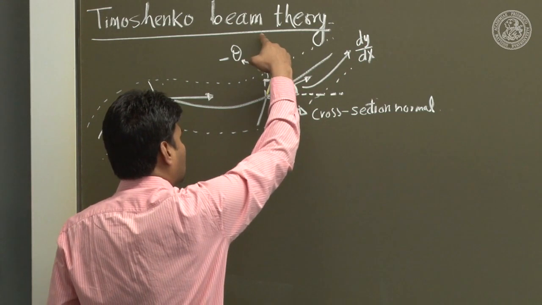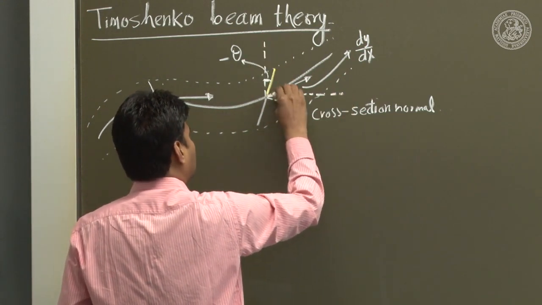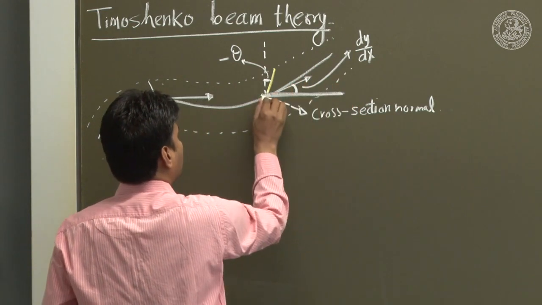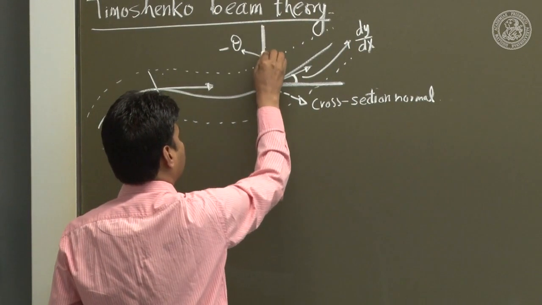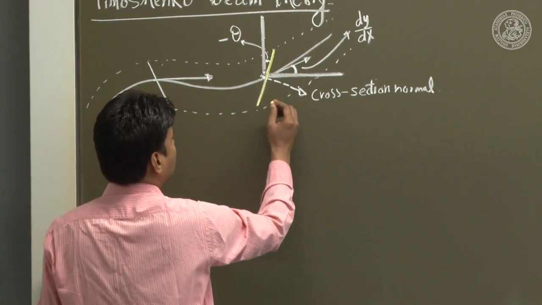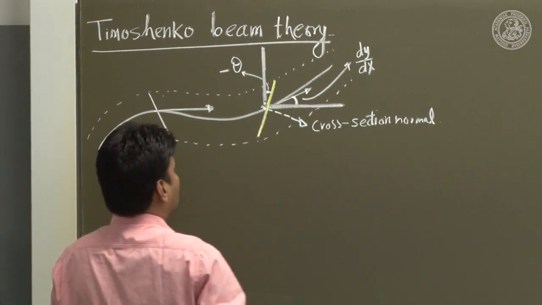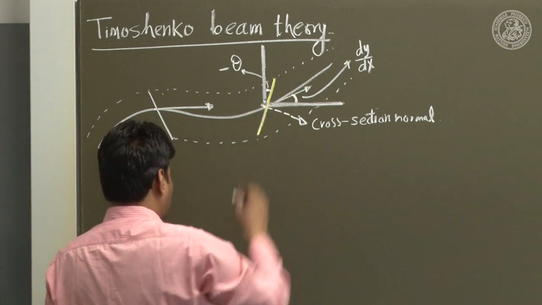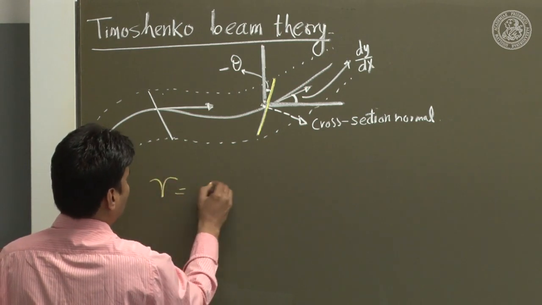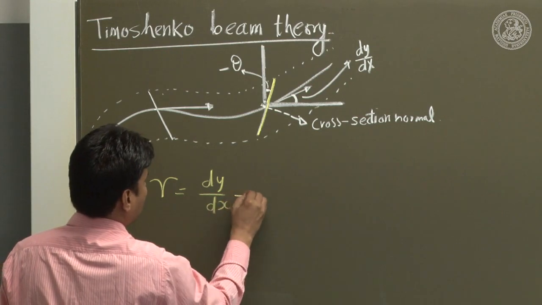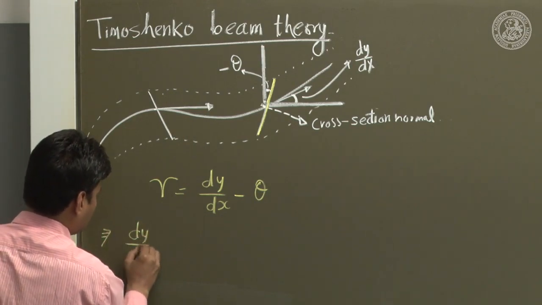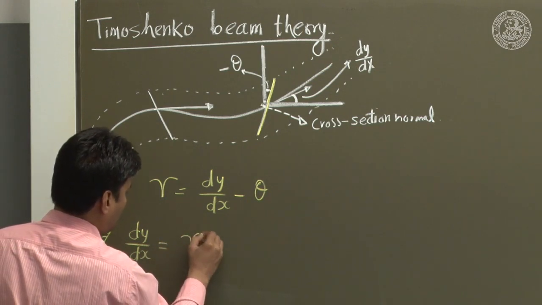Okay, and so when we look at these two lines, maybe I can make them thicker. So this is the cross-section. So then we see that the shear we found out was gamma equal to dy by dx minus theta. Right, so that implies dy by dx was equal to gamma plus theta.